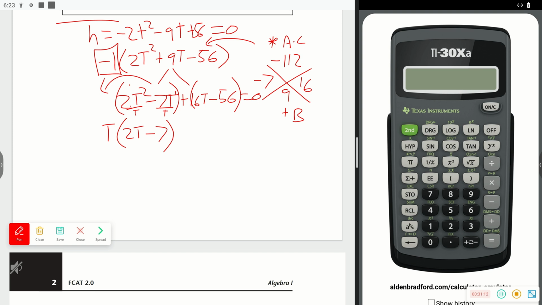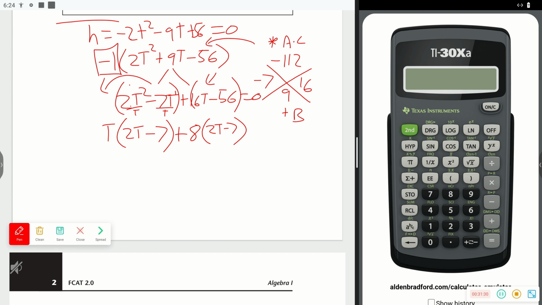And then we're going to do plus. We have to figure out what is the greatest common factor here, and we know that this term is going to be 2, so 16 divided by 2 is 8, so we're going to want to pull out an 8, and that's going to be 2t minus 7.